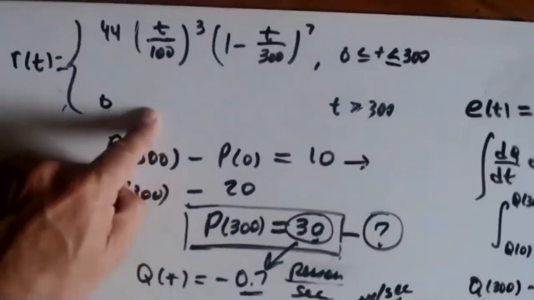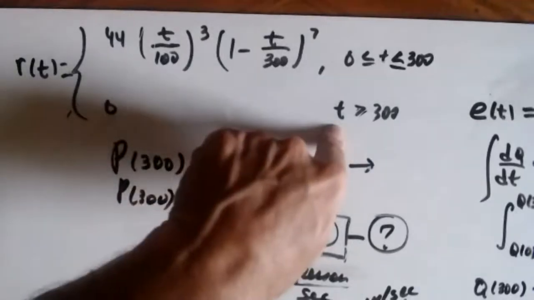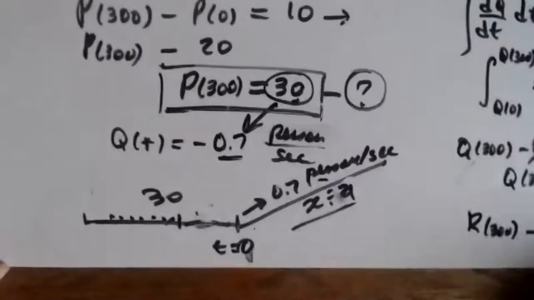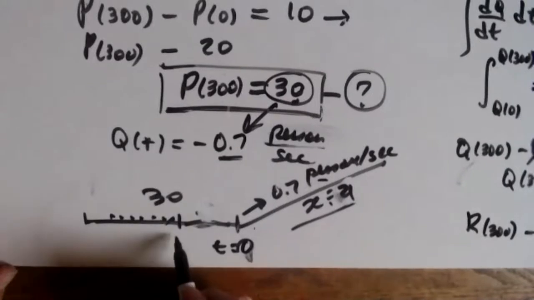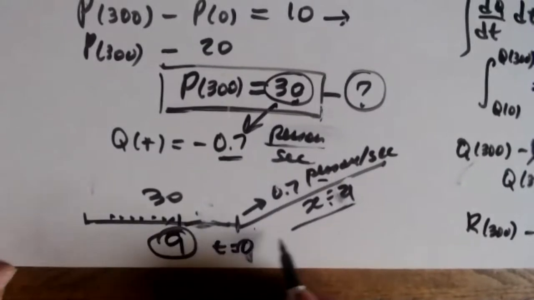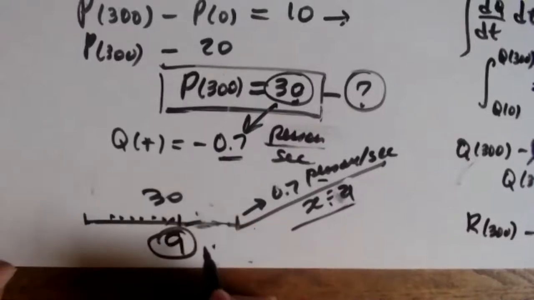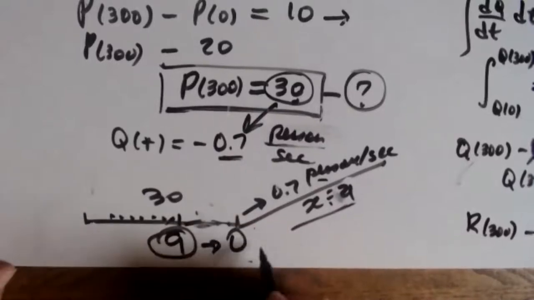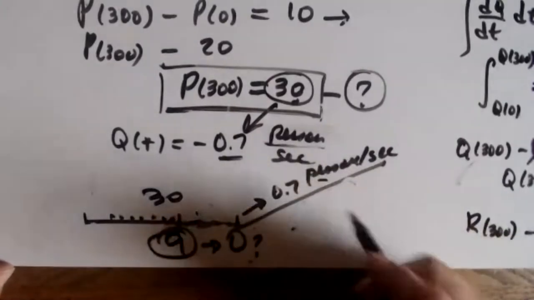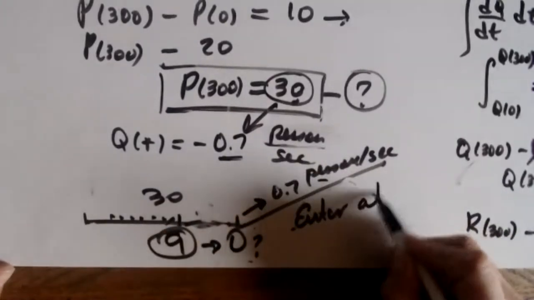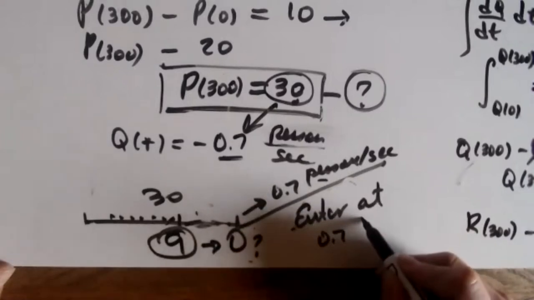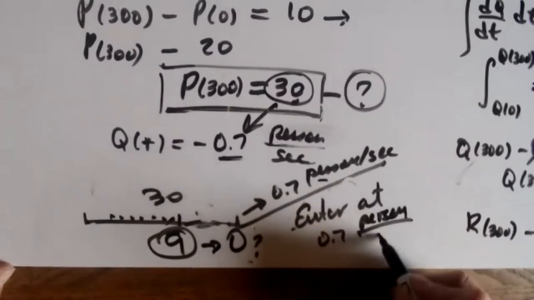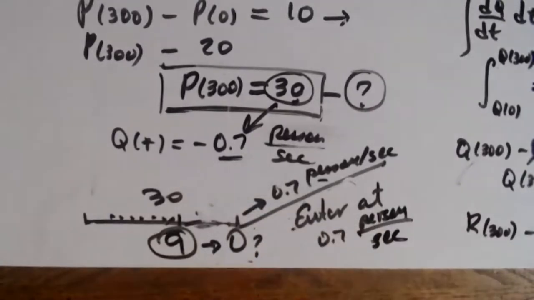So there are no people entering the escalator after 300. So you have 9 here. In how much time do you have 0, if you enter at the rate of 0.7 person per second? Everybody understand the question? A ver, ese es basic.